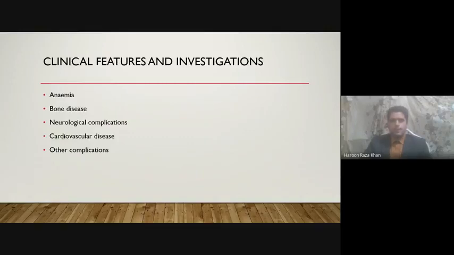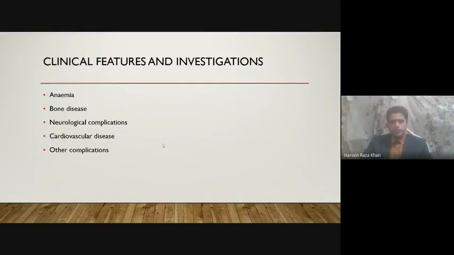But with a declining GFR, glomerular filtration rate, and an associated rise in the serum urea and creatinine concentrations, there is an accumulation of symptoms and signs, which we'll discuss now. So let us discuss some of them.